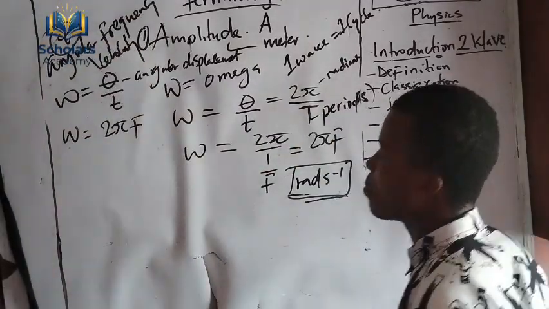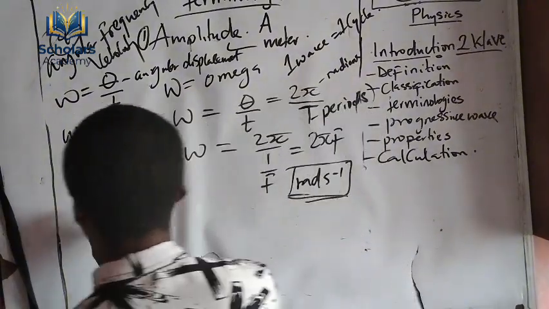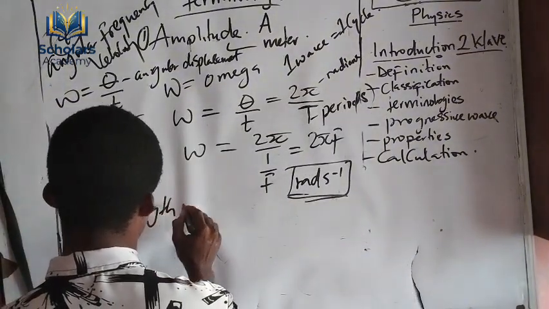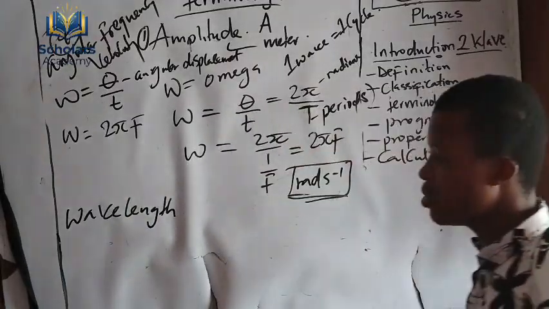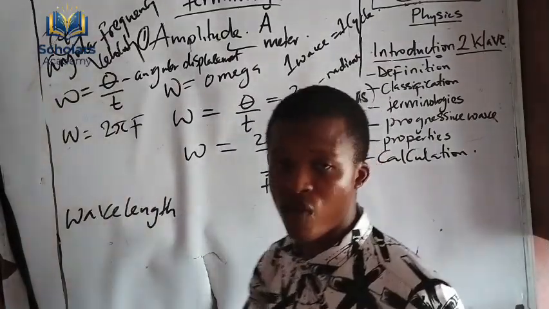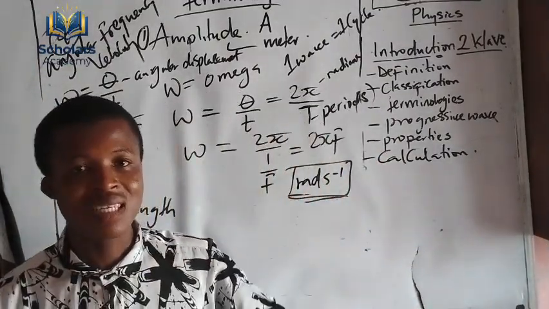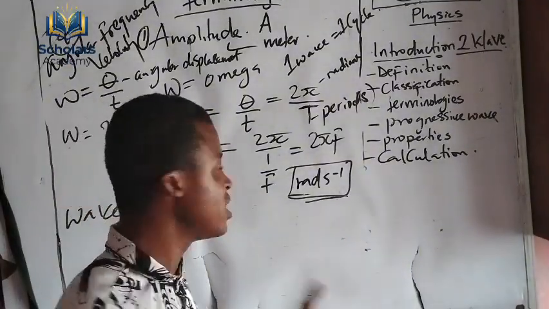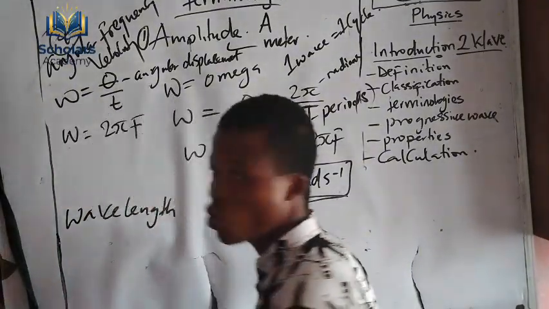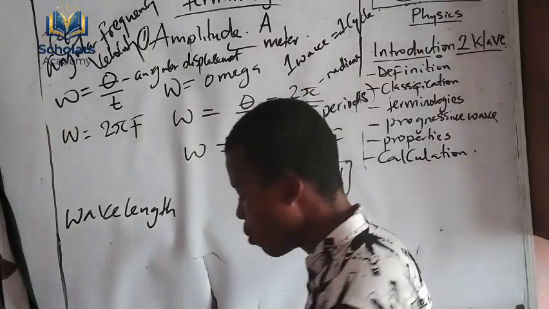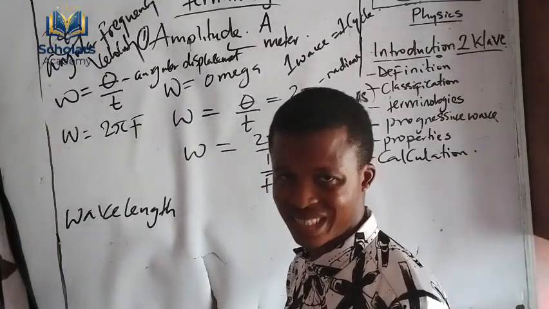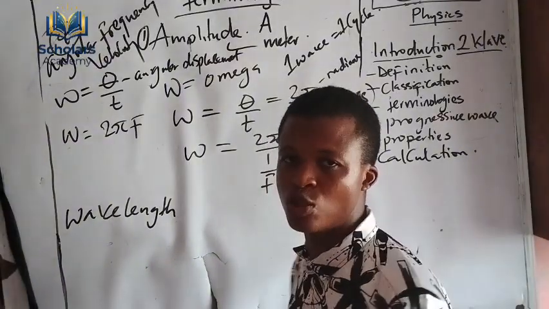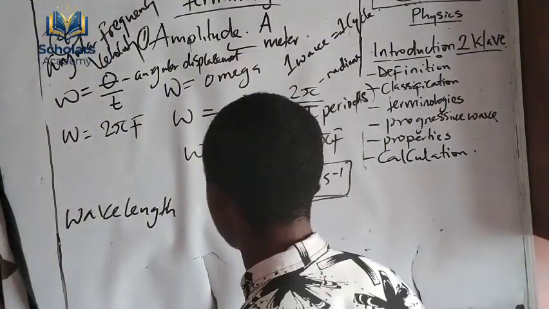So the next thing we're talking about is wavelength. Now wavelength is actually the distance covered in completing one wave, or in completing a cycle. The distance covered can actually be the sum of trough and crest. So to cover one wavelength, that will be equivalent to crest and trough. Let me make it make sense for you.